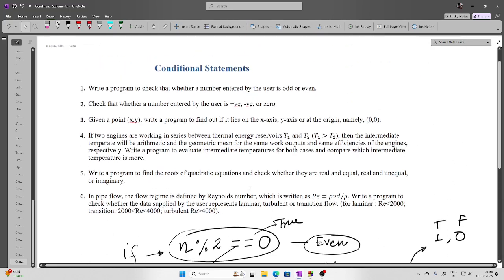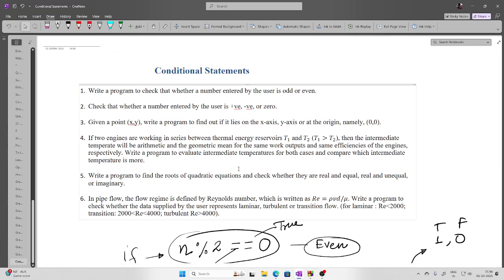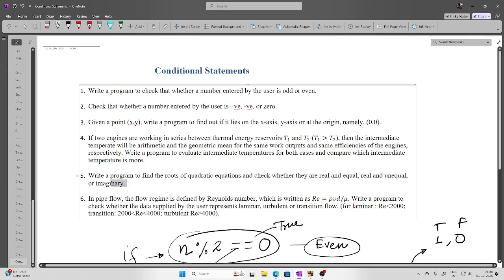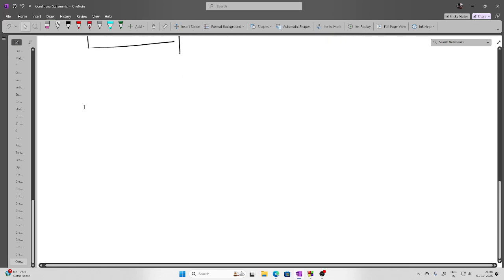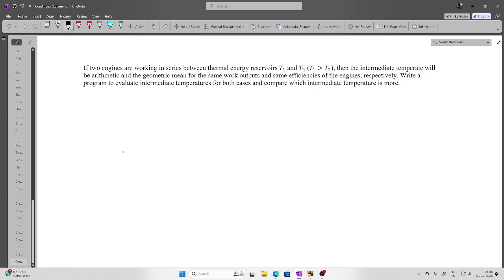So let's say, what else problem do I have? Do I have any interesting problem? No, all problems are very easy. Now let us take this problem. This you can do yourself. I'll give you a hint. So this, let me copy this problem and paste it down so that you can understand it better. This says if two engines are working in series. So let's say this is engine 1 and this is working in series with engine 2. Let's say these engines are reversible engines.